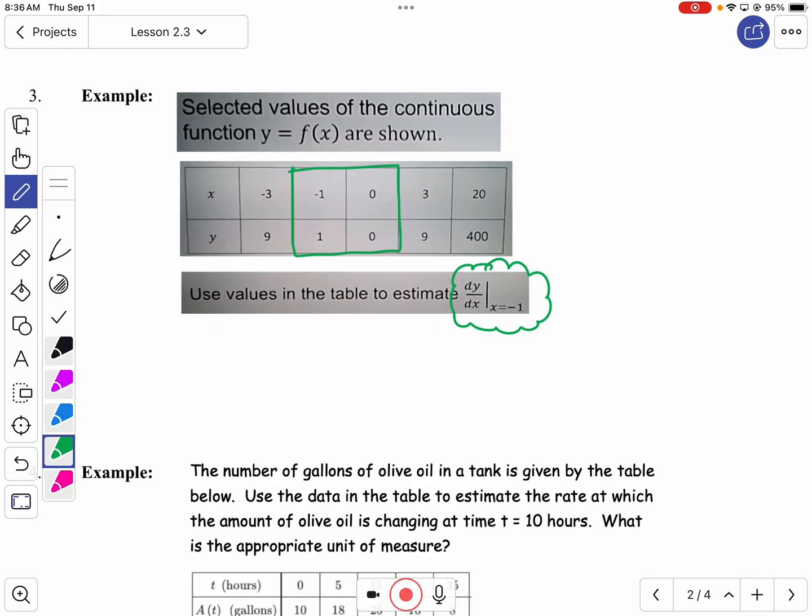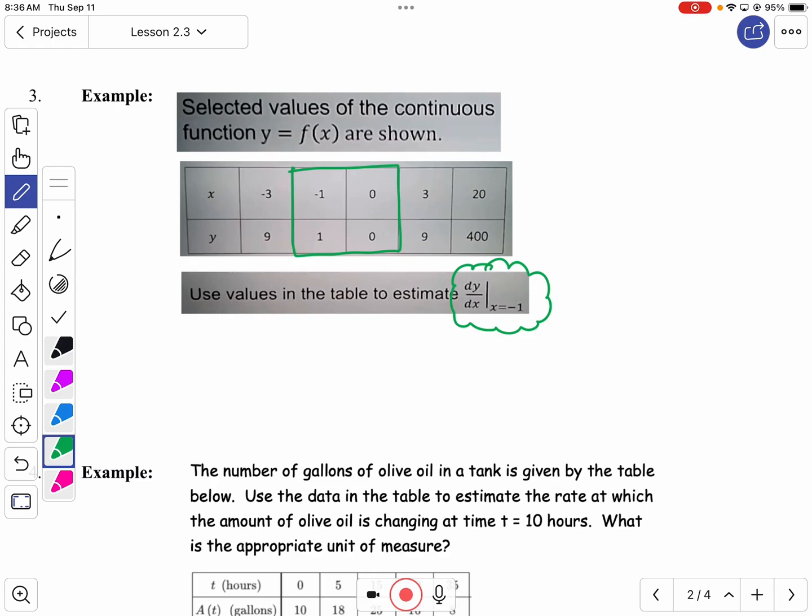Alrighty, so notice this is a new notation I didn't show you the other day. Anytime they put a dy dx and they draw a bar at x equals, that just means evaluate the derivative at x equals -1. I figured you could figure that out. But that's a new notation. When we get to integrals and some derivatives, you will see me use that notation.